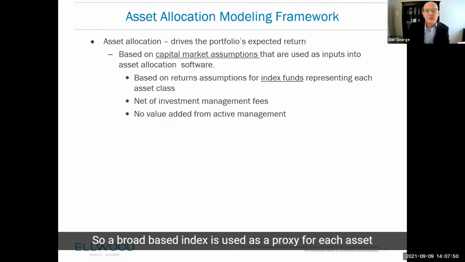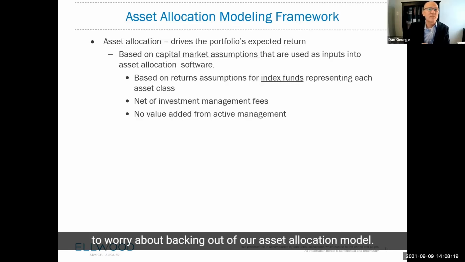So a broad-based index is used as a proxy for each asset class, and therefore we can look at the history of a broad-based index fund as a proxy for the asset class's return, risk level, and cross correlation to other asset classes. So if we're using index funds as proxies for our capital market assumptions, it just reinforces how our capital market assumptions are net of any investment management fees.